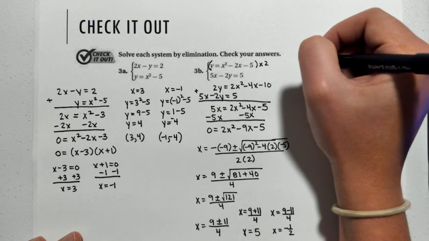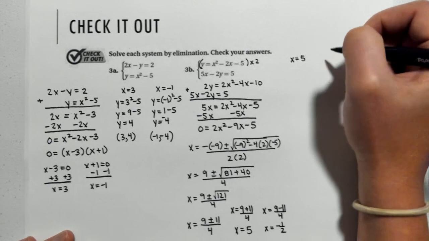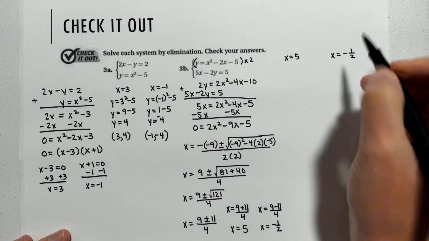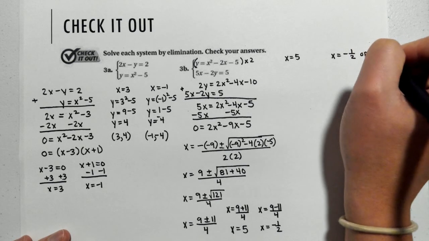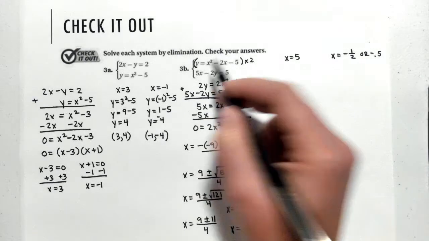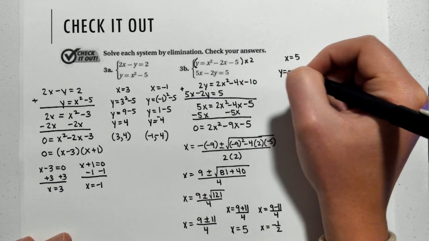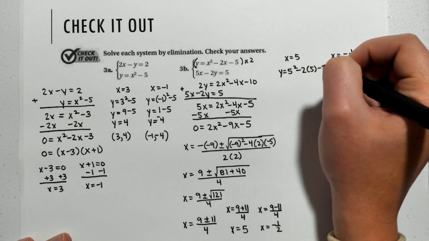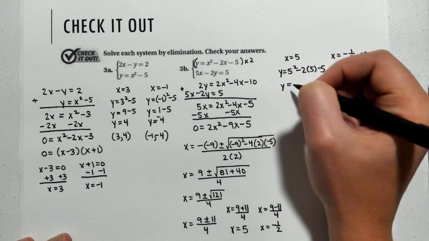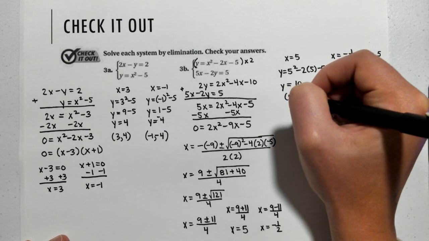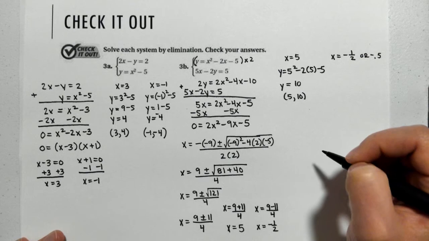So we have x equals 5 and x equals negative 1/2. Or you could write this as negative 0.5. That might be easier for you when you're simplifying. I'm going to use the first equation, so y equals 5 squared minus 2 times 5 minus 5. So y here is going to equal 10. So your coordinate is 5, 10.